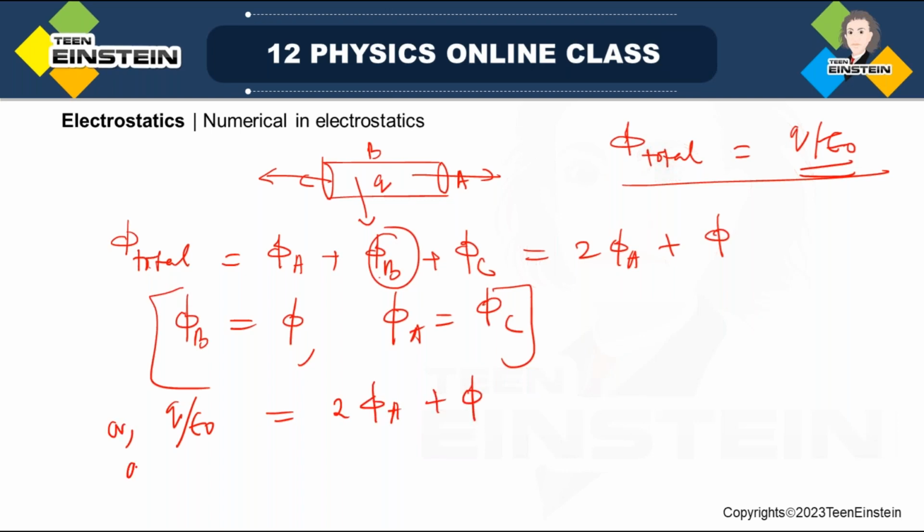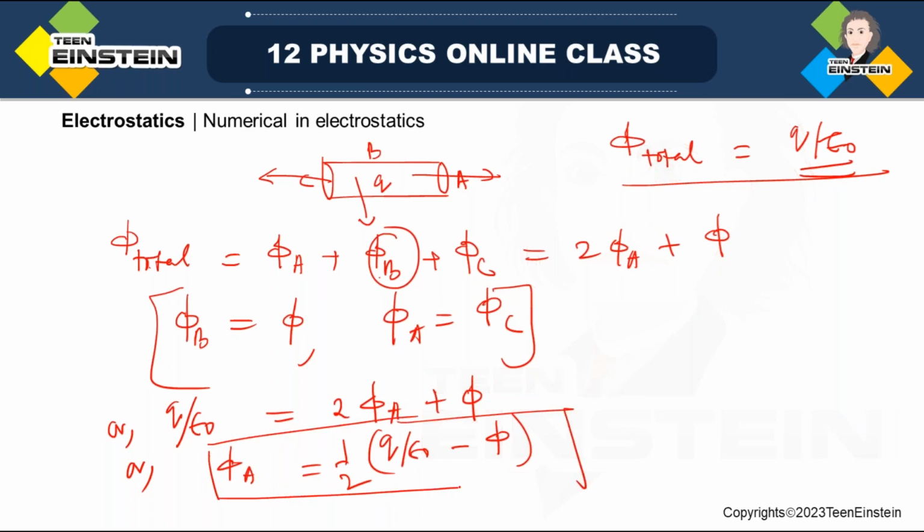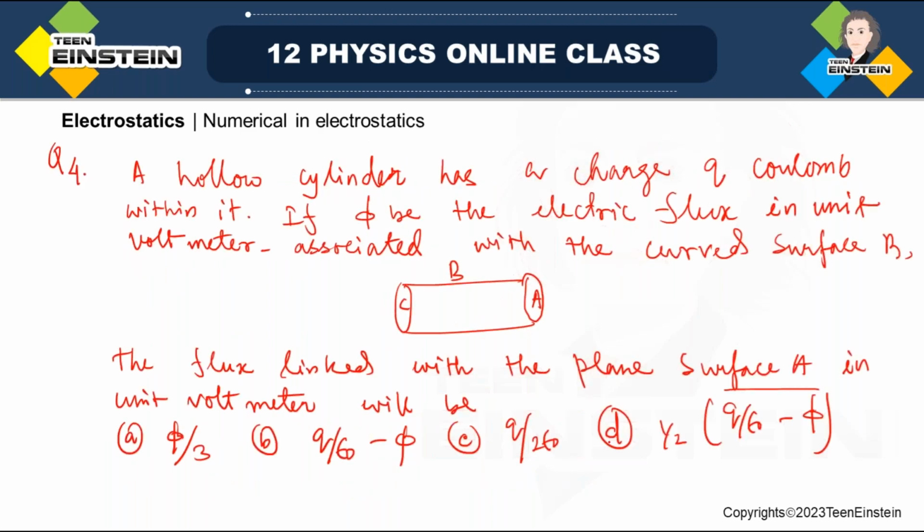So I have to find out phi A. So this is q by epsilon 0 minus phi, with half. Okay, so this is the answer actually. So phi A means phi C. So the flux through the plane surfaces will be half into q by epsilon 0 minus phi. So this was so simple.